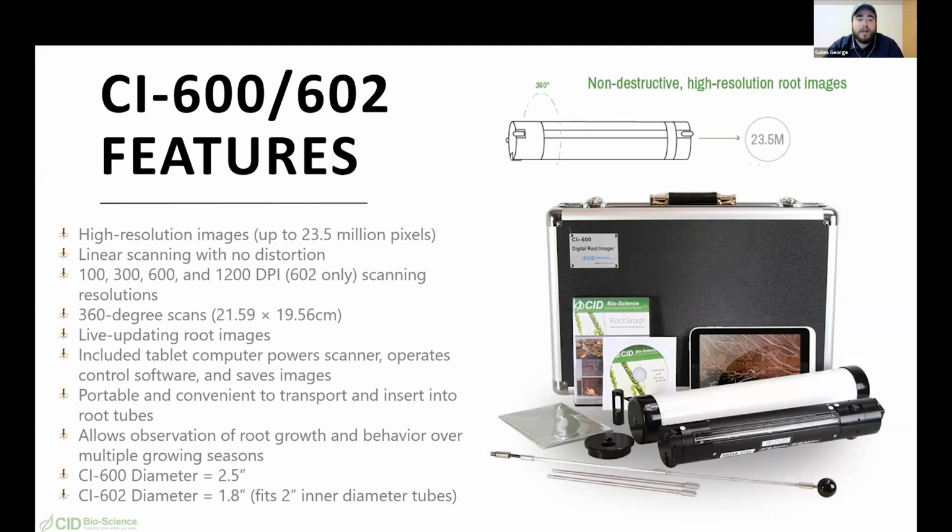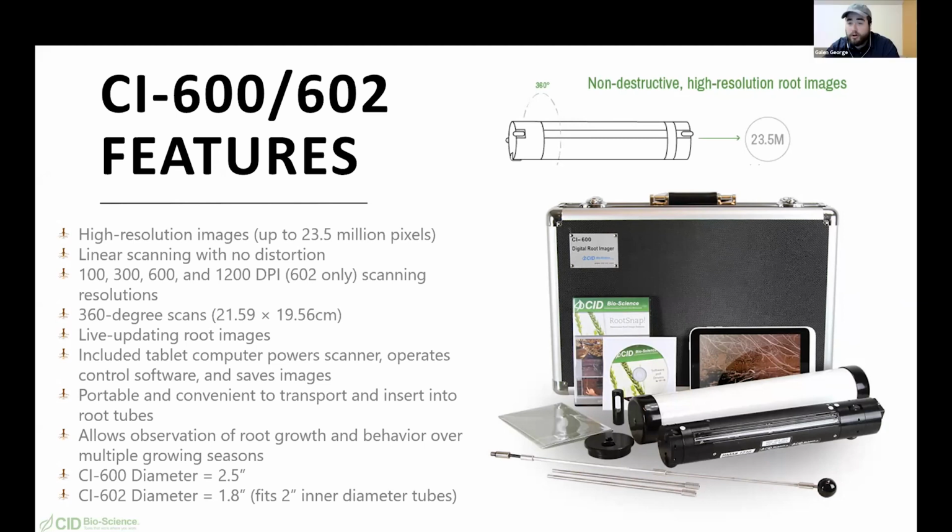As I mentioned, it does take a 360-degree scan of anything that's within a few millimeters of the tube. So as long as the root is touching or within a couple millimeters of that tube, then it will be imaged. But if it's further away from the tube than that, then the light is not able to penetrate through that much soil, so you actually won't be able to see those. So it is important to be strategic about where you place your tubes when you go to install them in your system.